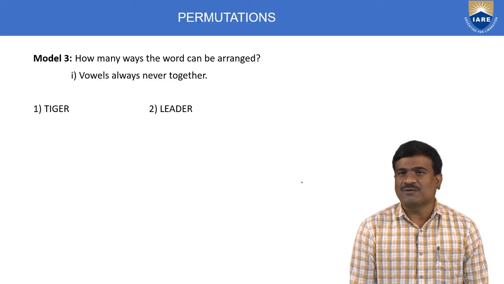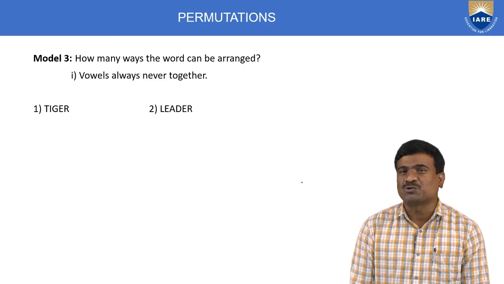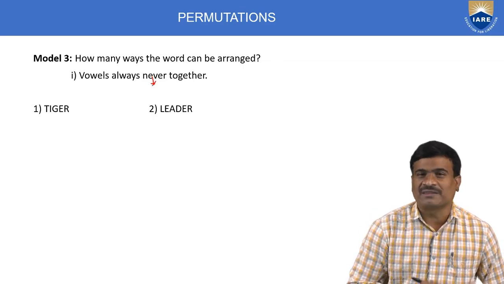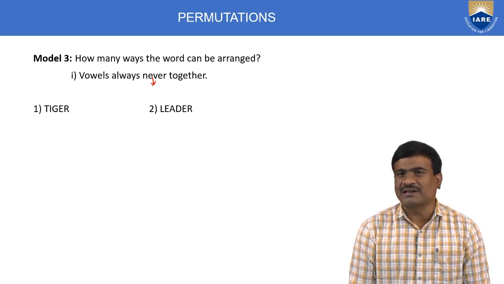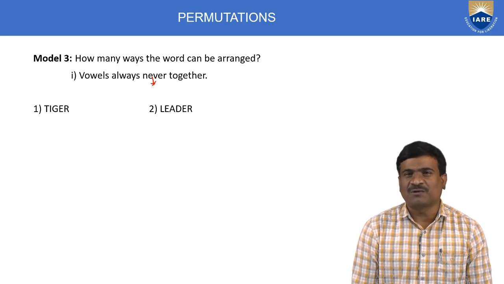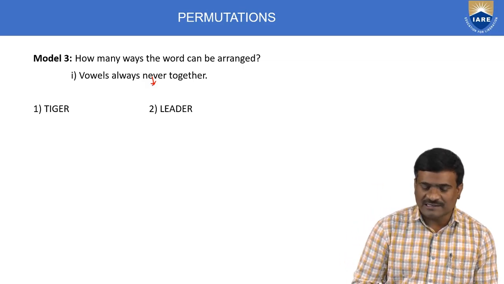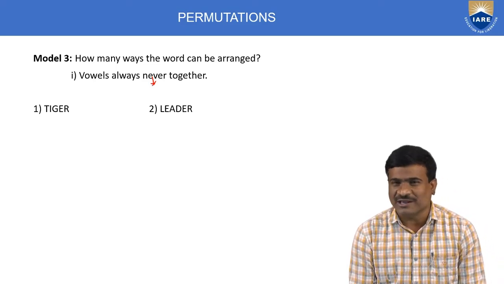How many ways can the word be arranged so that vowels are never together, or do not come together? Same method. Here first example tiger, second example leader. First example tiger, all the vowels do not come together.